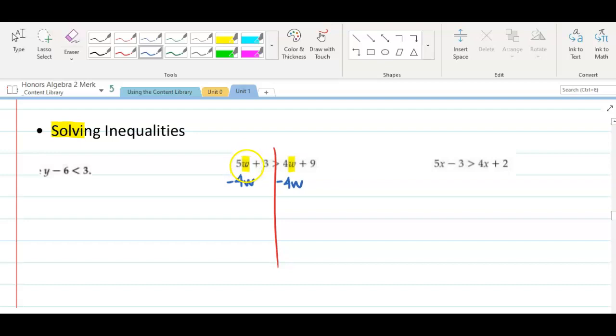So 5 W's take away 4 W's is 1 W. Notice I don't have to put a 1 before it. 3, it's still greater than. All I've done is subtract something and that doesn't change anything. And 9. I'm still trying to get W by itself. I have to get rid of the 3, so I'm going to subtract 3. W is greater than 6. That's my final answer. Pause your video and try these other two inequalities, one on the left, one on the right, and see if you get the same thing.